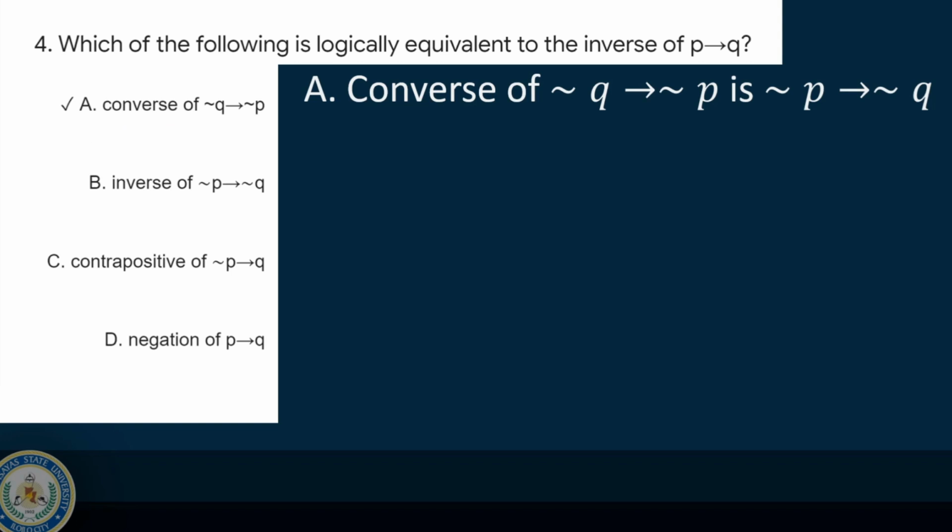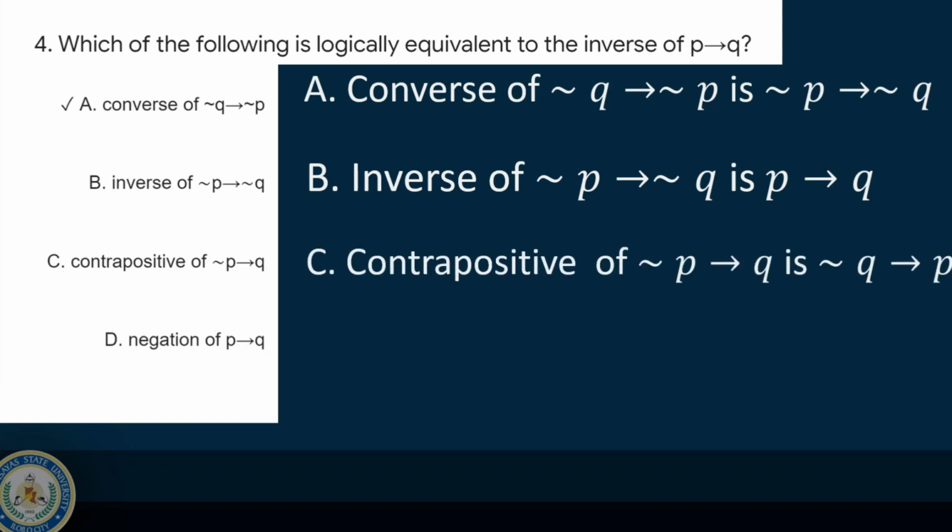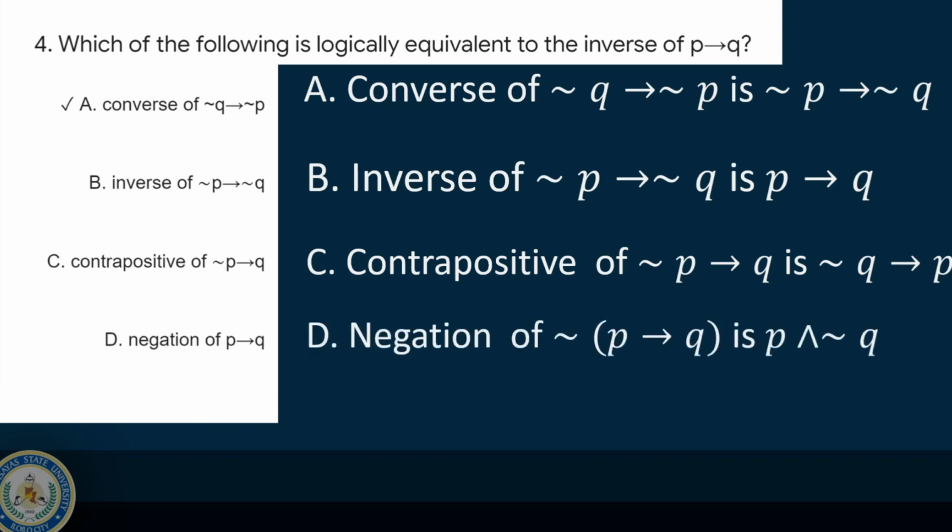How are we supposed to get that? We are going to get the negation of the premise and the negation of the conclusion, but we will not make any changes in the position. So we have P implies Q. Contrapositive of not P implies Q. So contrapositive is not Q implies P. We get the negation and then swap. Letter D, negation of P implies Q. This was introduced a while ago. It's P and not Q.